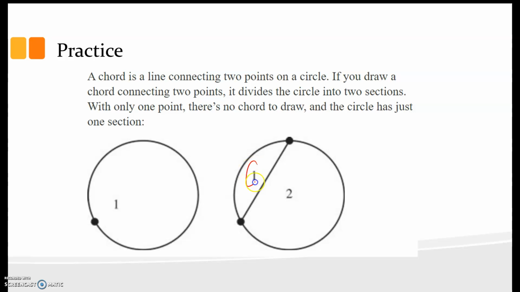So if we look here, we have section 1 and section 2. If we just put 1 point, well, there's no other point for a line to connect. Thus, we don't get a chord, and we just have one section, which is the inside of the circle.